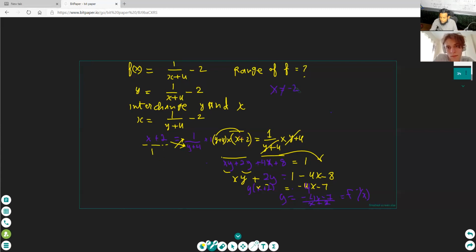You should write it in this form. Range of f is equal to all real numbers except minus 2, in sentence form or in this form. Is finding the inverse function clear to you?